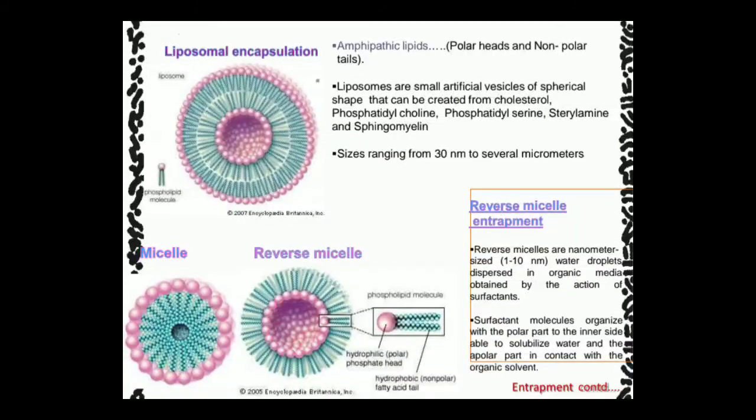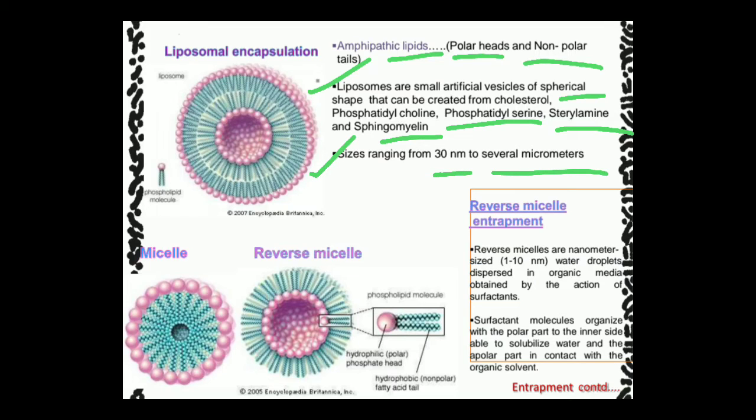Next process is liposomal encapsulation by the use of amphipathic lipids, that is containing polar heads and non-polar tails. Liposomes are small artificial vesicles of spherical shape that can be created from cholesterol and phosphatidylcholine, phosphatidylserine, stearylamine and sphingomyelin, size ranging from 30 nanometer to several micrometers. This is how the phospholipid molecule looks like.